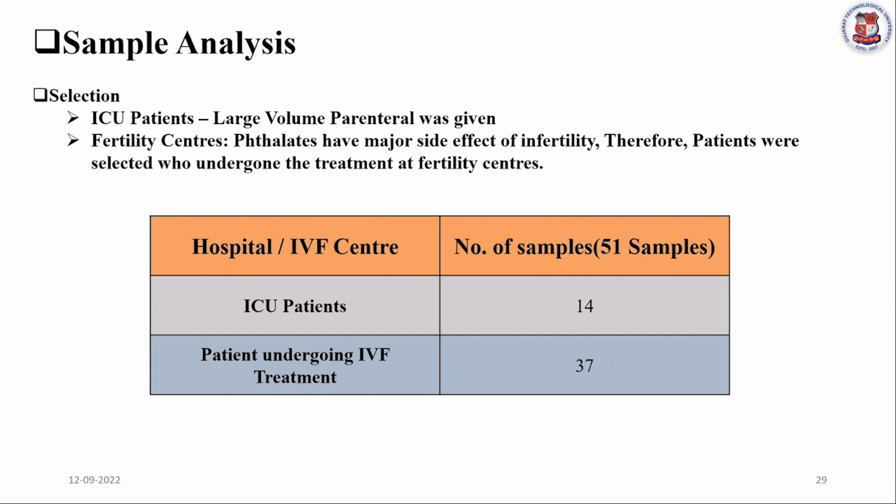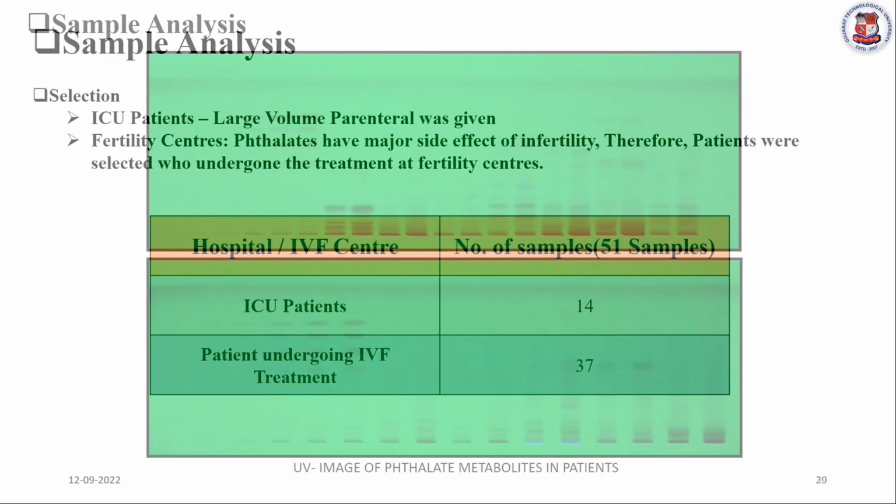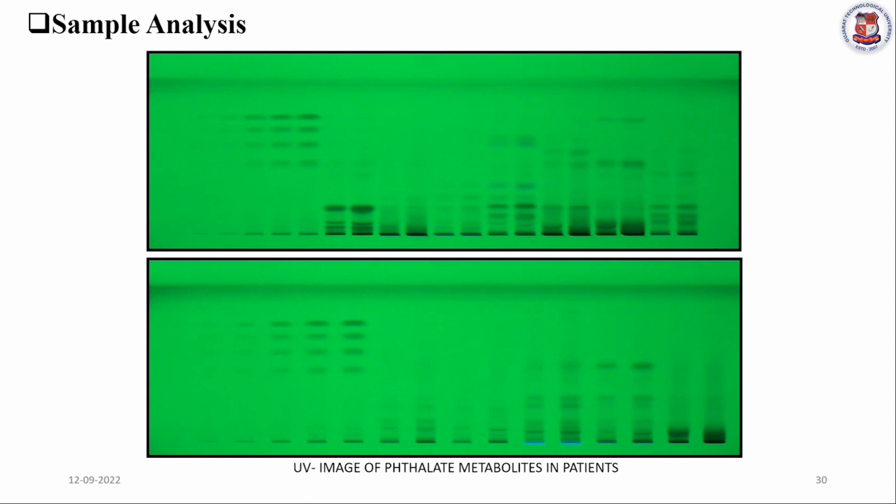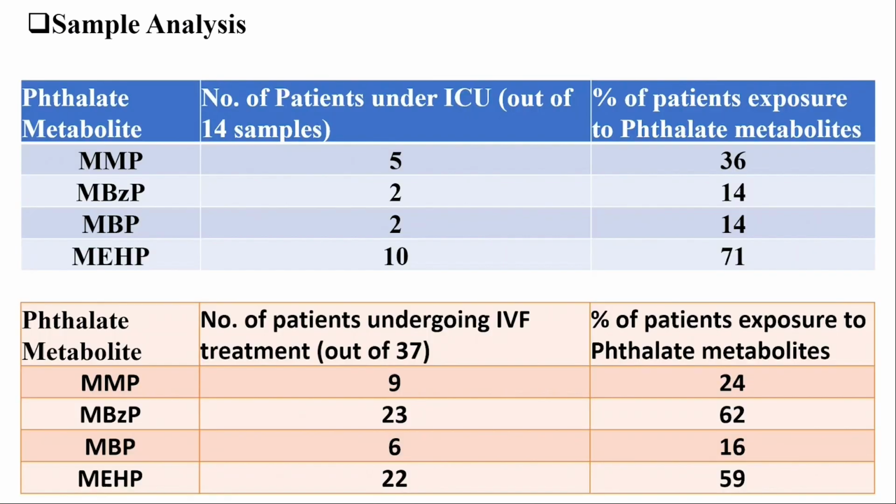also selected the patients who are undergoing in vitro fertility treatment. So in ICU patients, it is ensured that the parenteral preparations are ongoing, and in IVF treatment, that is the side effect of the phthalate. So we have totally selected 51 samples as a population, and these are the sample analysis results. So we have seen in many patients this phthalate metabolite content in their urine.